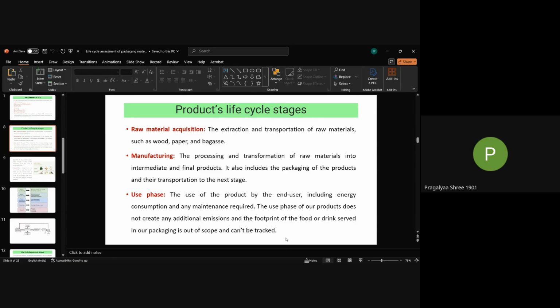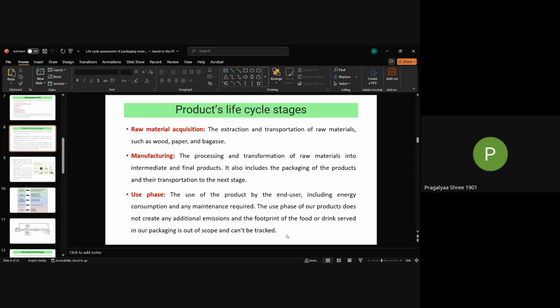So raw material acquisition is the extraction and transportation of raw material such as wood, paper, bagasse if it is a biodegradable material, or else if it is petroleum fossil fuel, we have to process it and get olefins by a chemical modification process. The second is the manufacturing process: the processing and transportation of raw material into intermediate and final products, including the packaging of products and their transportation to the next stage. So manufacturing involves what? Converting the raw material into the end user product.